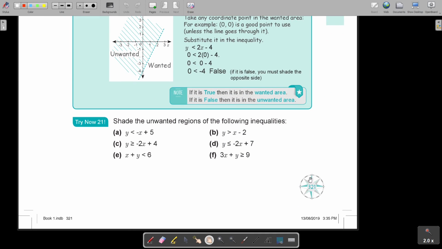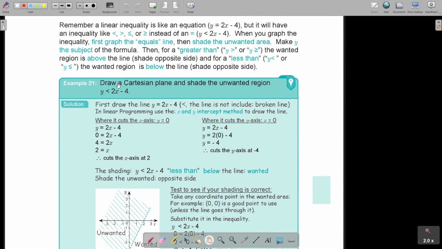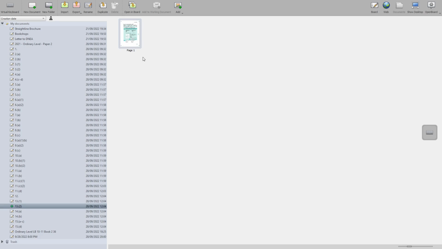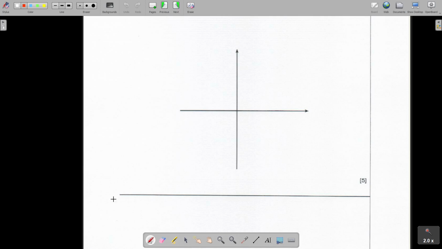So it's on page 321. I'm showing you this, and it's chapter 7. If I ask you to draw a line, any line, draw the Cartesian and shade the unwanted. It doesn't matter if it's a straight line or a quadratic equation or a log equation. If you want to see where that graph cuts the x-axis, you make y 0. And if you want to see where it cuts the y-axis, you make x 0. And that's what I'm going to do first. I'm first going to find where it cuts the x-axis and where it cuts the y-axis. Okay, so let's start.